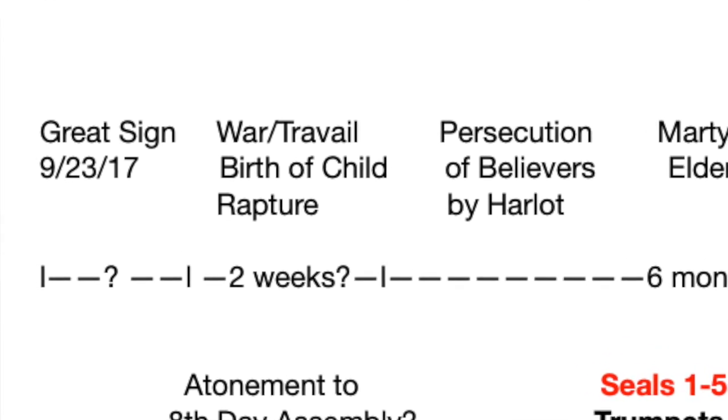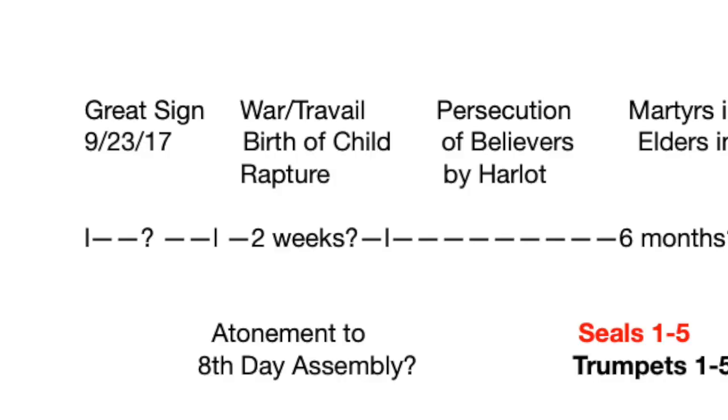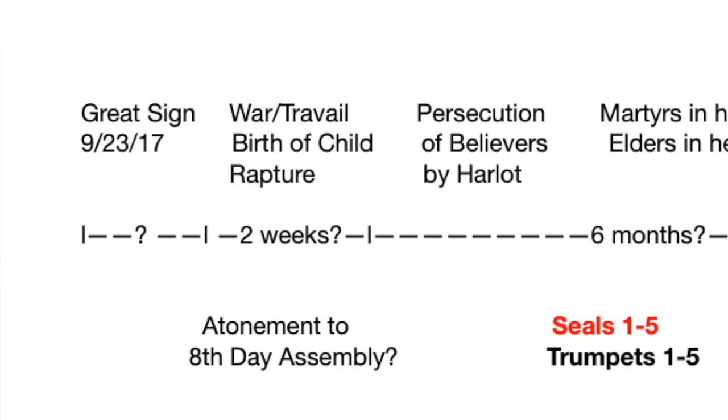On this handout here, you can see that there is a time frame between the great sign and when the war in Israel or the invasion is going to take place. We don't know how long that's going to be. Already it's been since 2017 to 2021. That's 4 years. If we have to wait till the fall of this year, 2022, then that's basically 5 years. So we know it's at least 5 years between the great sign and when this war or travail or the invasion of Israel is going to take place.